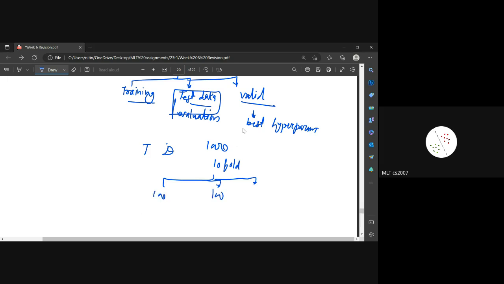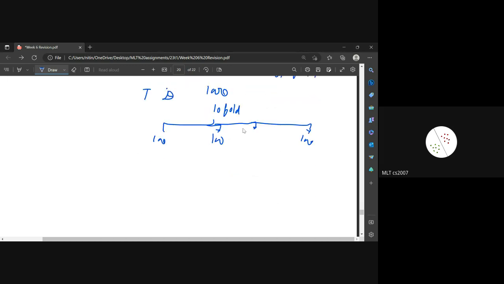So you divide the 100 into 10 parts. These are your 10 folds. You use 9 folds for training and 1 for validation. Similarly, you keep another 1 aside for validation and use the other 9 for training. In this manner, you train your model 10 times, and you do this for different values of lambda.